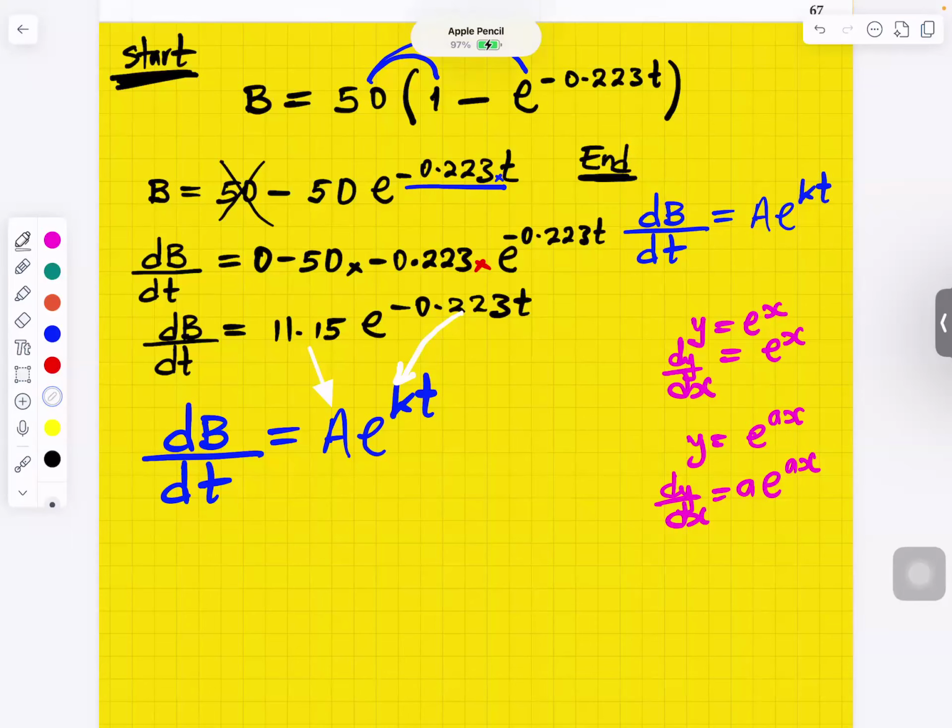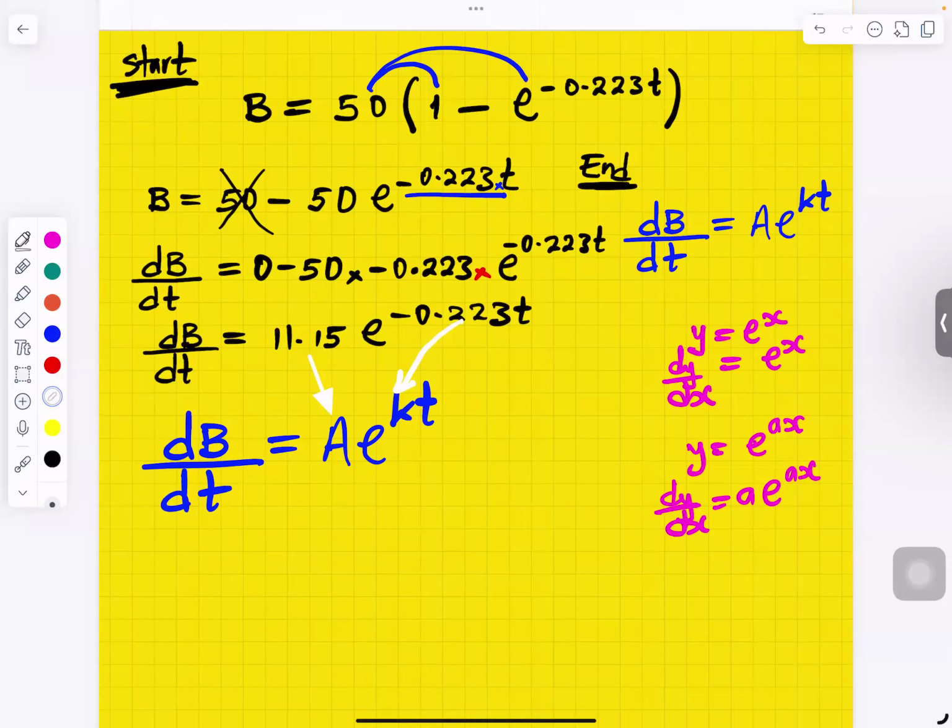So does that help? Yes, sir. So the key there is differentiation. And learn that formula in pink. Excellent. So that was the last question in that group of papers. So I think that would be a good place to end.